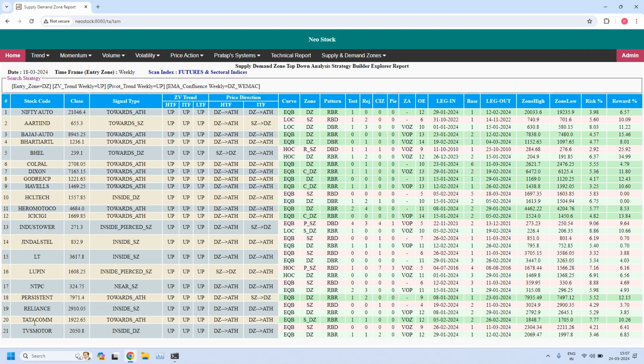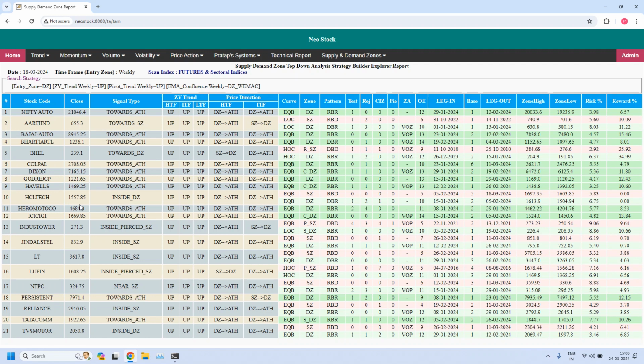So only trending. See, now the list is reduced to 21. All these stocks are trending. Which trend? Uptrend. They have an uptrend and they have demand zone EMA confluence. So you can look for buy opportunities in these stocks.